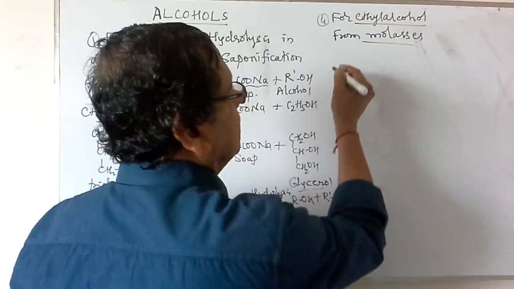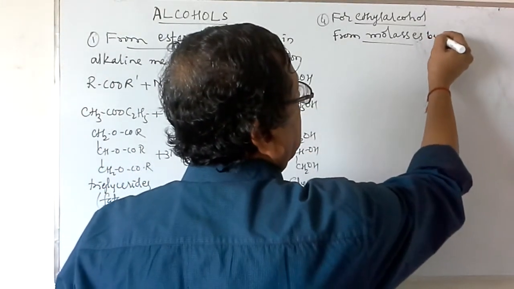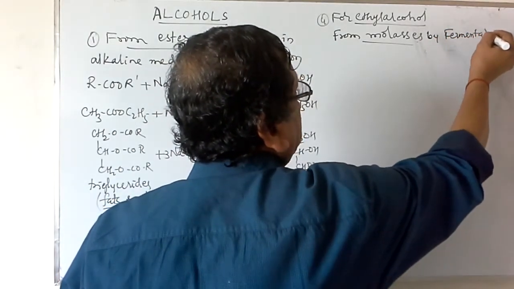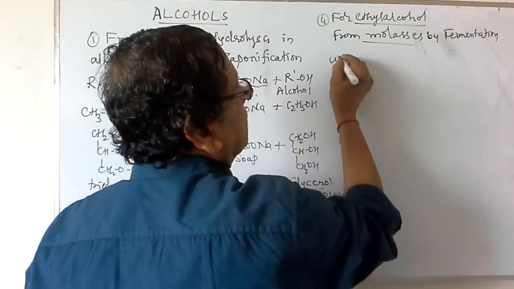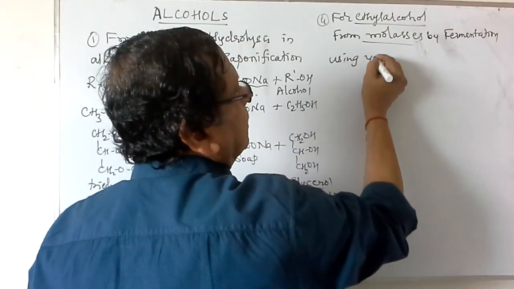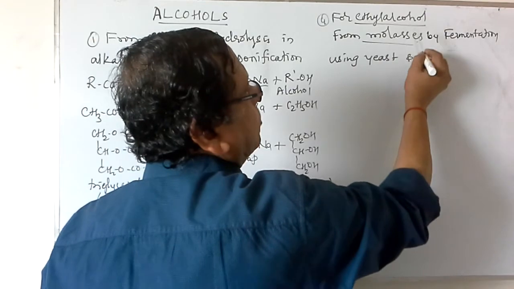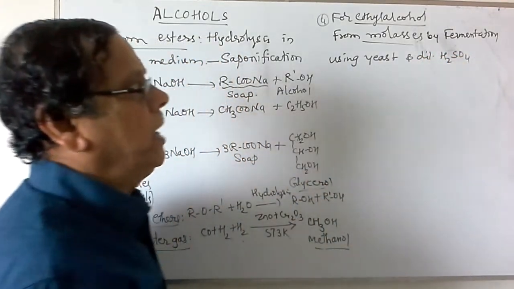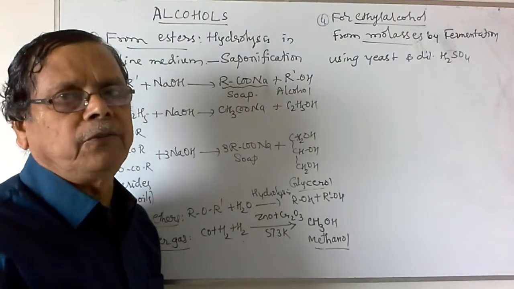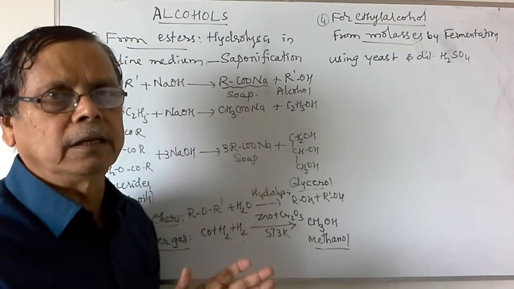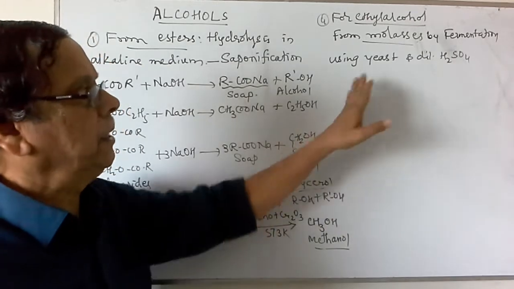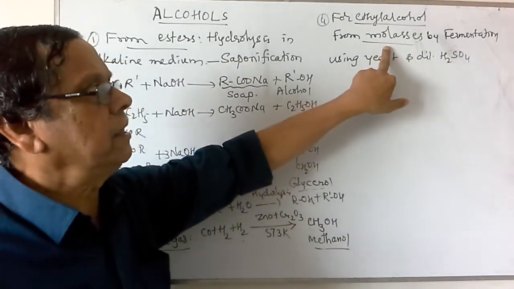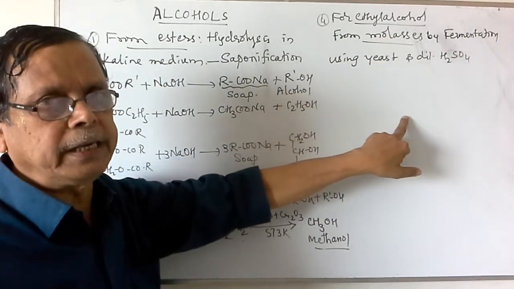This molasses is then subjected to fermentation using yeast and dilute sulfuric acid. When the mixture of molasses, yeast and dilute sulfuric acid along with some amount of water is kept in a tank for about 2 to 3 days, all the sugar present in the molasses will undergo fermentation.